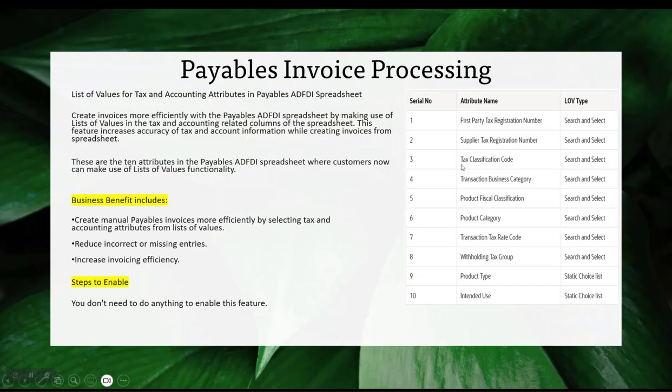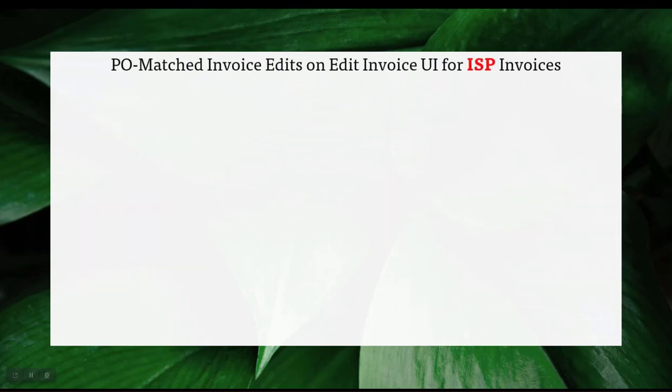Product physical classification, tax classification code. The rest of these attributes will be the same as list of values. This is the first feature here. What is the second one? It is PO matched invoice edits on the edit invoice UI. UI means user interface, but this is only for ISP, the Supplier Portal.